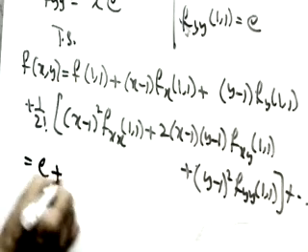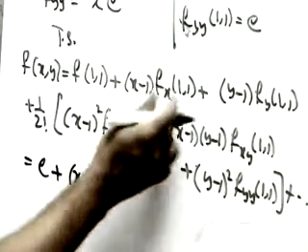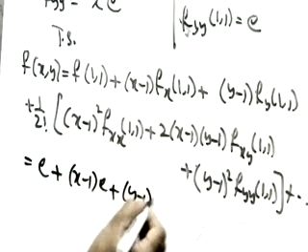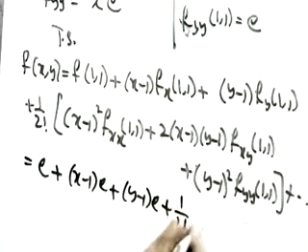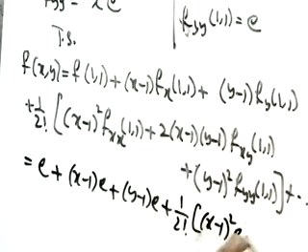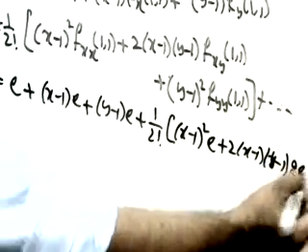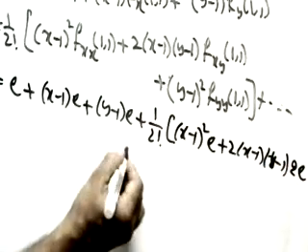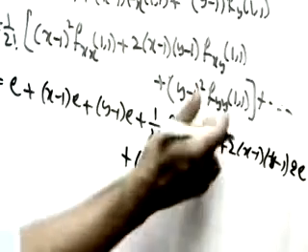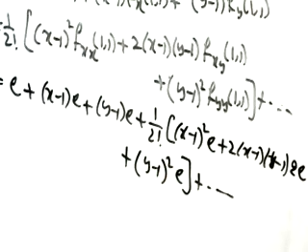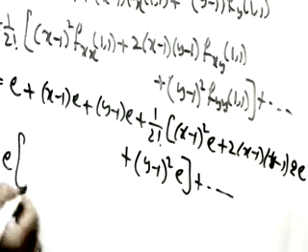So f of 1 comma 1 is e, we got this e, plus (x minus 1), we got this also e, plus (y minus 1), we got this also e, plus 1 by 2 factorial. This will be (x minus 1) whole square e plus 2 into (x minus 1) into (y minus 1). This term we got 2e. So just for this one step we are using 2e. I'm writing here 2e. This is left, plus (y minus 1) whole square. This value is e, bracket, plus and so on.